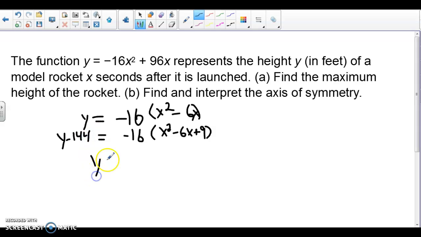And now I will factor the right hand side and get x minus 3 squared plus 144. So for A, the maximum height of the rocket is 144 feet, and the axis of symmetry is the x value of the vertex, which would be 3. And to interpret it, it takes 3 seconds for the rocket to reach its maximum height of 144 feet.